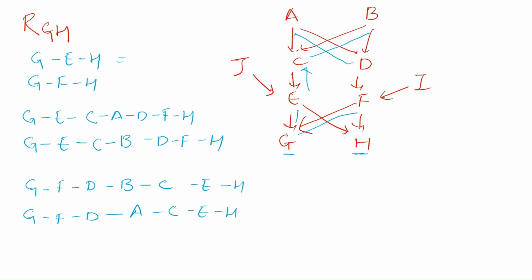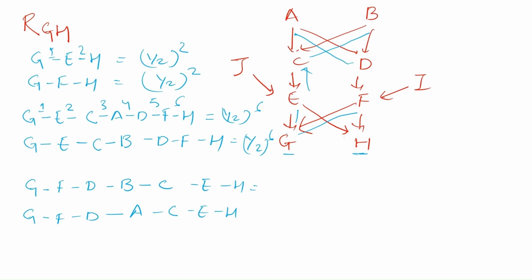So for here, it is 1 by 2 to the power 2 because two generation links. Similarly, for second path also half to the power 2. For the third path, generation links how many? 1, 2, 3, 4, 5, and 6. So half to the power 6. Similarly, for path 4 also half to the power 6. Path 5 also half to the power 6. And then again half to the power 6.